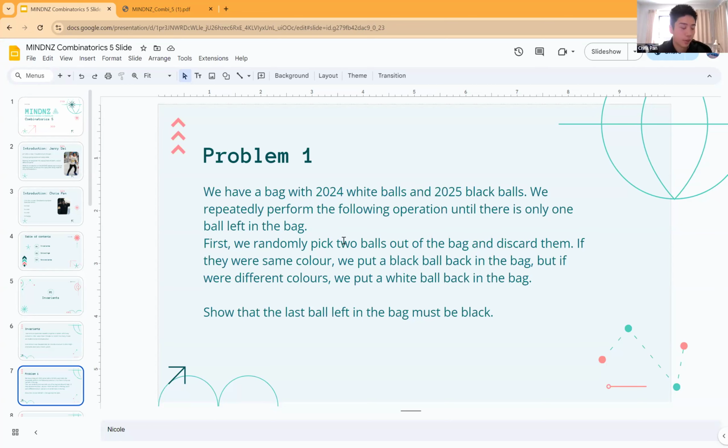And eventually we're going to be left with only one ball in the bag, right? Because every time you do this move, you have a net decrease of one ball from the bag. And the question is to show that the last ball must be black.